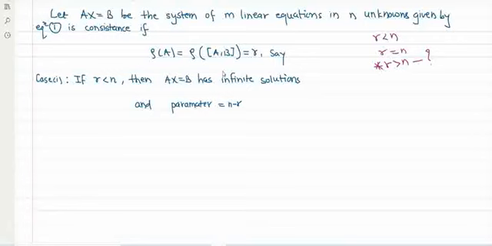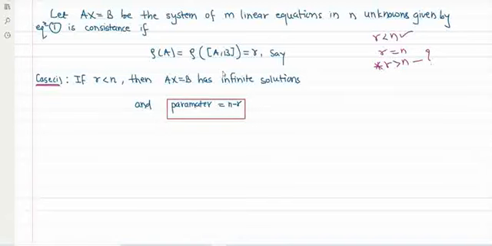Okay, parameter is equal to N minus R, where N is nothing but the number of unknowns, R is nothing but the rank of the matrix. So this formula you have to remember while finding infinite solutions, you have to consider this. Okay, so this is case number 1. That is the first possibility. This case we have considered.